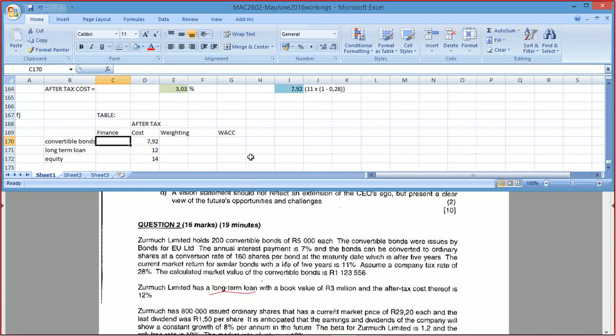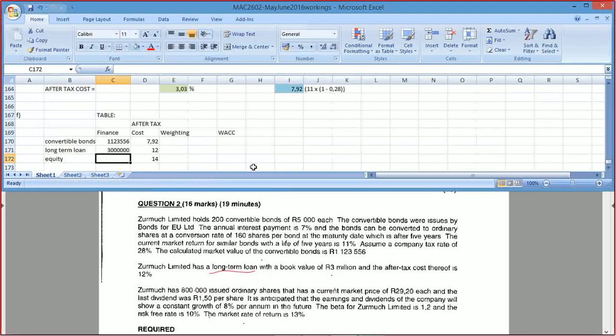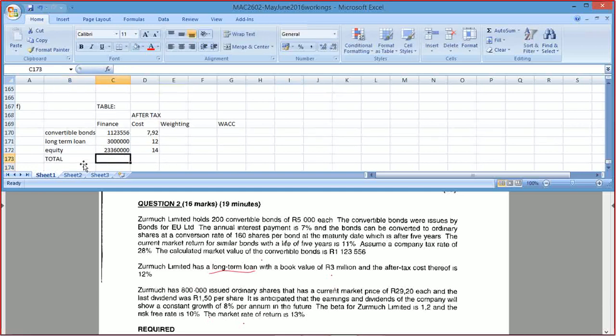How much convertible bonds do we have? Well, this is the market value. The calculated market value of the convertible bonds is 1,123,556. How much long-term debt do we have? 3 million. How much equity do we have? Equity is 800,000 shares times what is the market price? 29.20. It gives you that. Then you have total finance equals the sum of all of it.